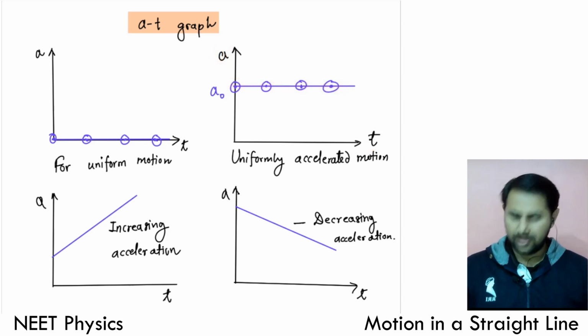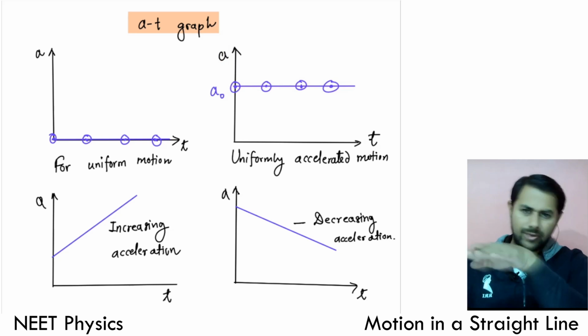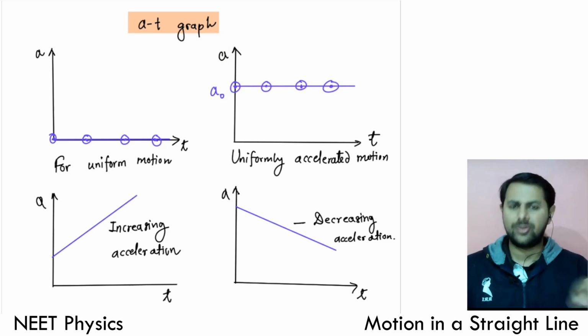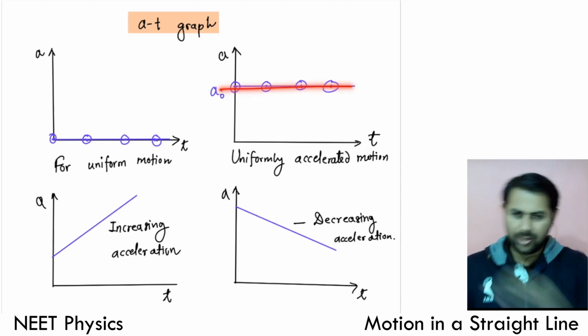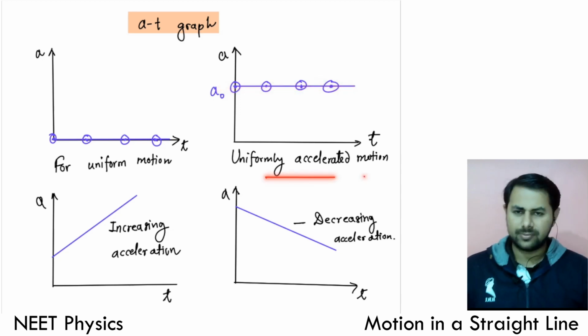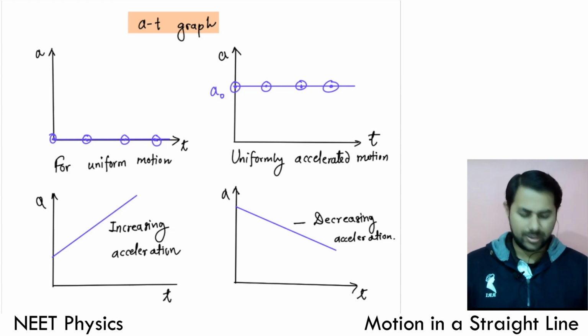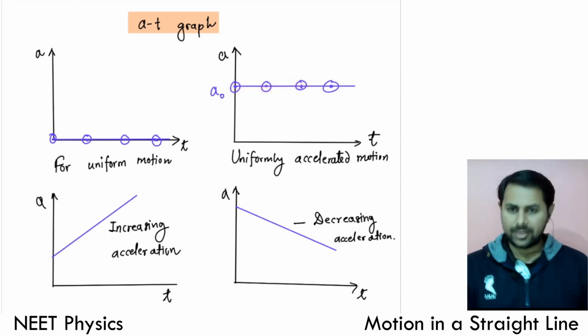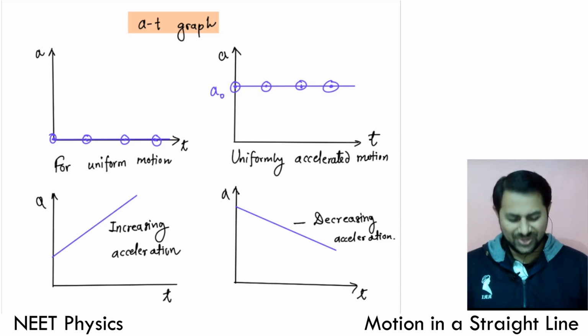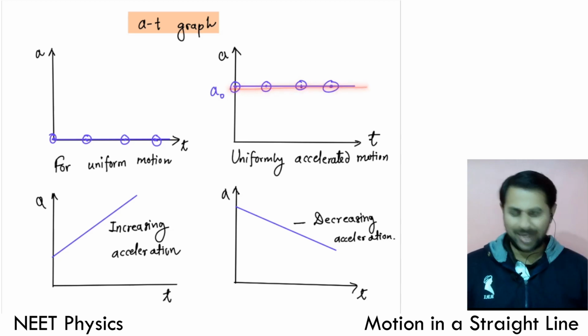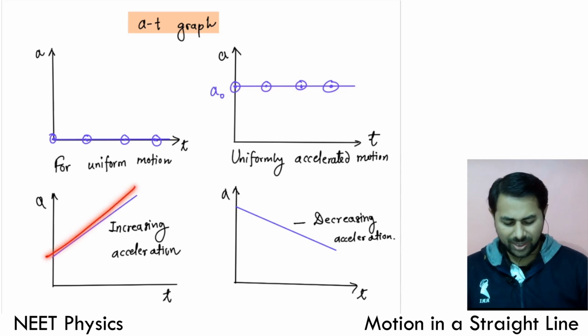Okay, so for uniform motion, the velocity versus time graph is flat. For uniformly accelerated motion, the acceleration versus time graph would be flat, like this. So we need to remember which motion we are talking about in order to draw the graphs, understand the graphs, or identify the graphs, right? Okay, so this one is for uniformly accelerated motion, this is for increasing acceleration.